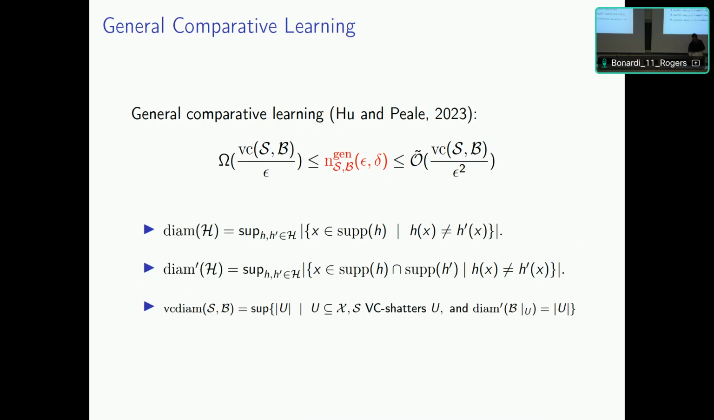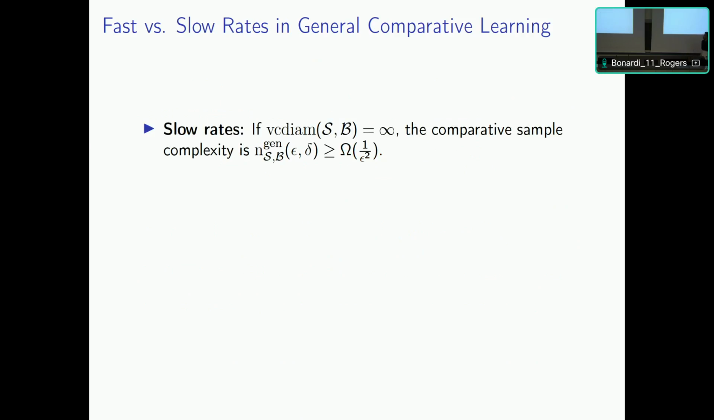And finally, we define what we call VC diameter, which captures both the complexity of the source class and the benchmark class. It is the supremum cardinality of a set that is VC shattered by the source class, and also the diameter of the benchmark on that set equals the cardinality of that set. Okay. So this is our result.